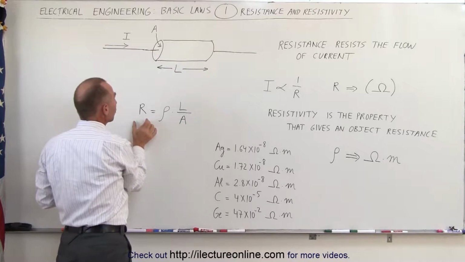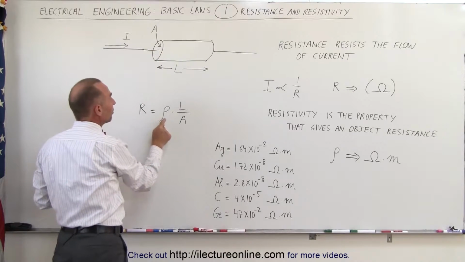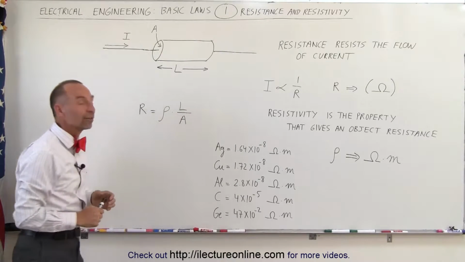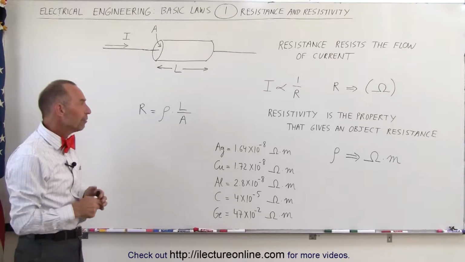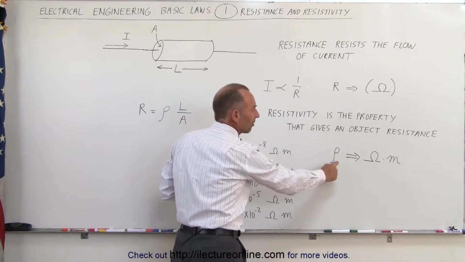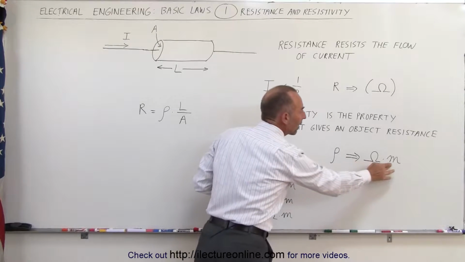So again, the equation is the resistance of an object is equal to the resistivity times the length divided by the cross-sectional area of the object. To get some feel for it, first of all, this is the symbol for resistivity, and the units are ohms times meters.